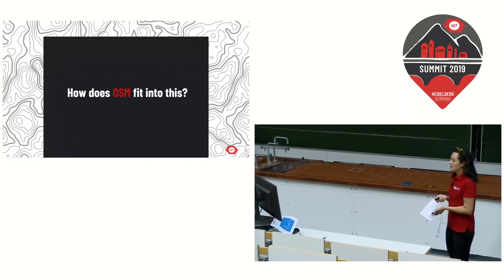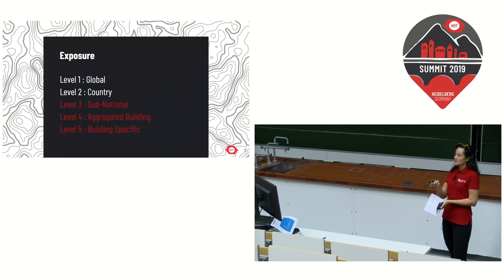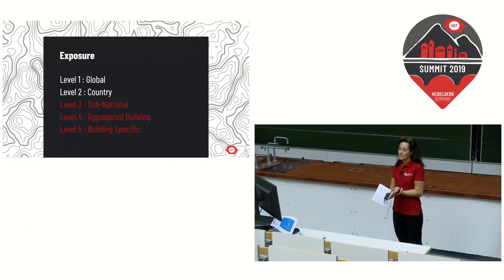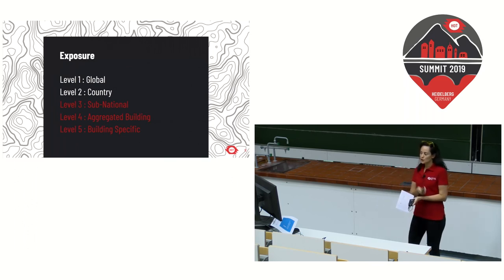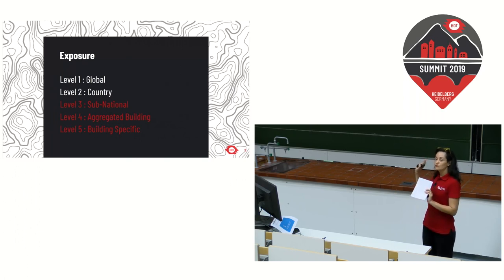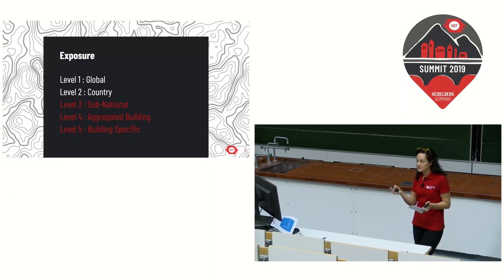And so going back again, how does OSM data fit into this? ImageCat are creating five different levels of exposure data: global, country level, subnational, aggregated building, and building specific. The ones highlighted in red are the ones that OpenStreetMap data is helping to build.